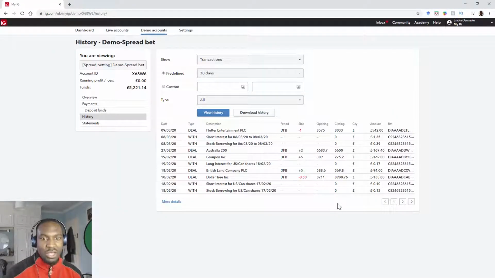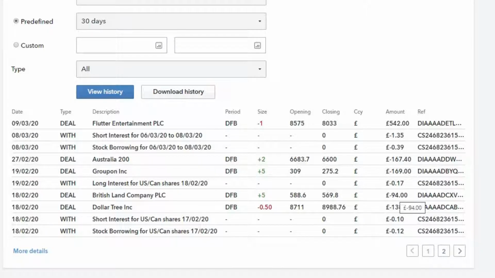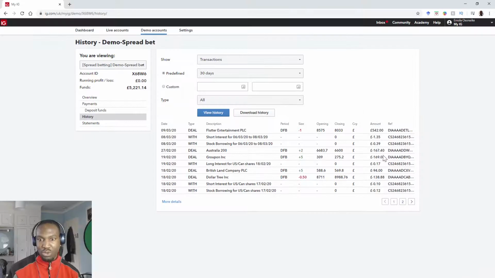So here's the account history of my demo account. As you can see, over the last 30 days, you can see some of the bad trades that I spoke about in episode 5 and 4. I had a string of bad trades, which started with Dollar Tree, then British Land, then Groupon, and then Australia's 200 index. So I needed to claw this back. So I took a short trade on Flutter Entertainment, which made a profit of £542.